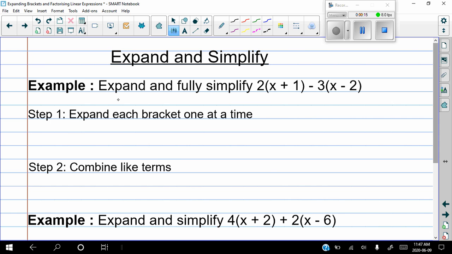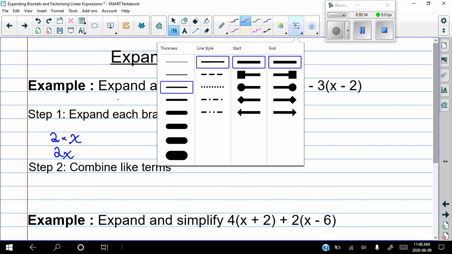So just look at that first one, the 2 bracket x plus 1 bracket. Let's just work with that. Then we'll do the other one separately. So first thing, we are doing 2 times by x. So we're going to write 2 times by x, and we know that that is going to simplify down to 2x.